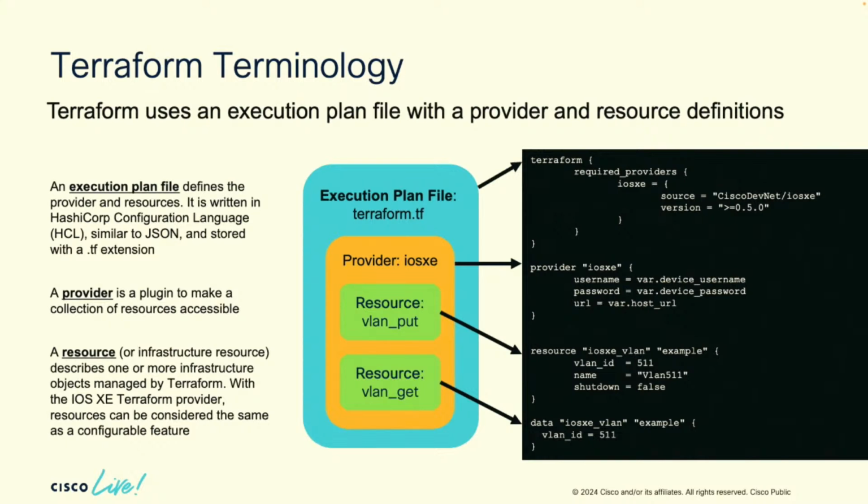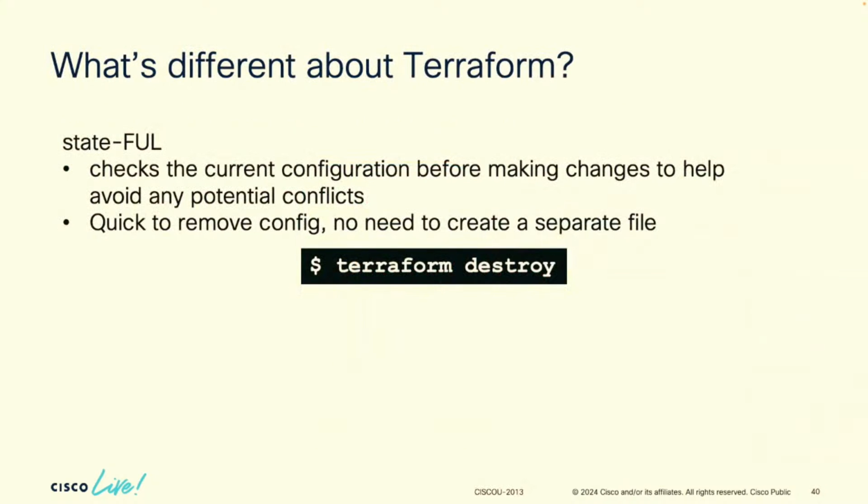Now let's try to understand what's different about all of these. They're all different tools, and they all have some pretty cool capabilities. But to start off, let's talk about Terraform. Terraform itself is stateful, which is different than Ansible and Yang Suite, which are stateless. We can get into that in just a second. Essentially, by Terraform being stateful, it checks the current config before making any changes.